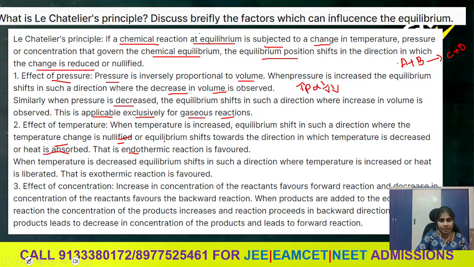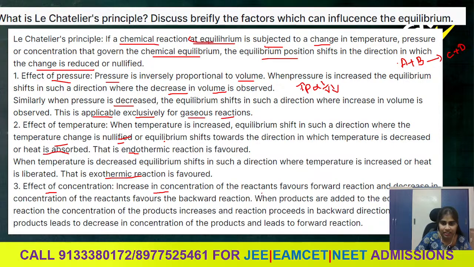And next, when the temperature is decreased, if it is in the opposite way, it means heat is liberated. If heat is liberated, those types of reactions are known as exothermic reactions. And next, this also depends on the effect of concentration. What happens if concentration is increased or decreased?